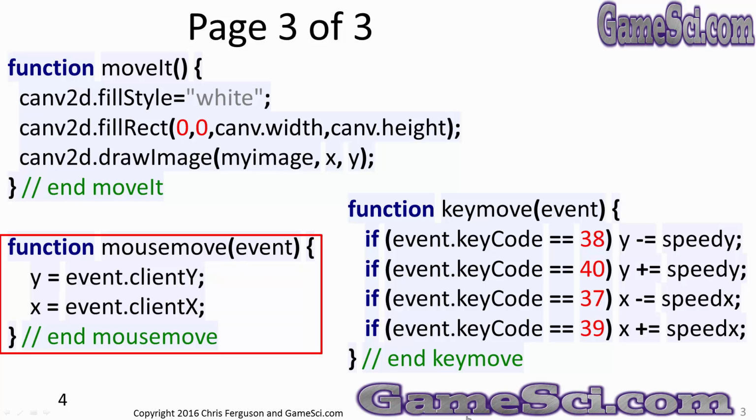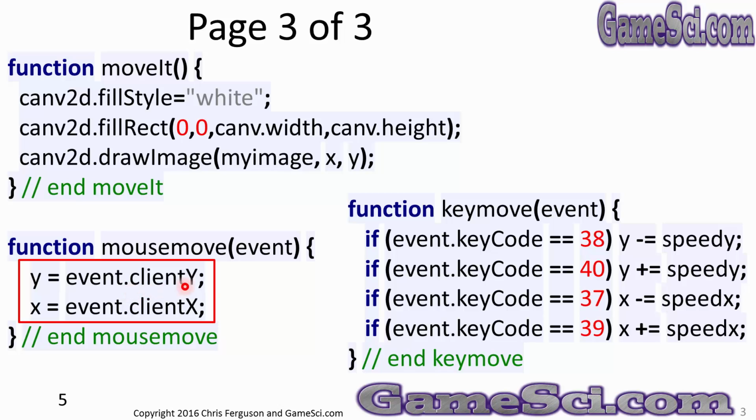It's a very simple method. Y equals event.clientY, X equals event.clientX. See this event? It's what we call a parameter to the method. When the mouse changes position, it will call mouse move and send this event variable. We're simply asking the event variable what is the new Y and X coordinate, and we're updating our X and Y coordinate. When draw image executes another time, if X and Y have changed, draw image will draw it in a new position. This is why you see the image in a new position. This is what changes it to a new position.